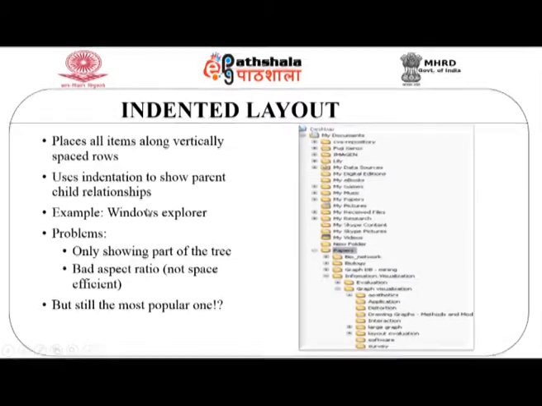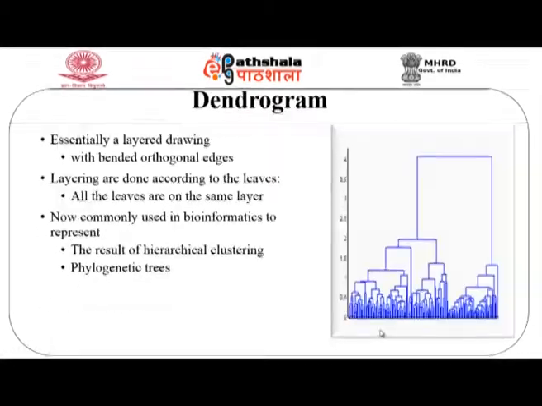Some of the problems associated with this kind of indented layout are that it only shows a part of the tree and it has a bad aspect ratio, which is not very space efficient. But still, it is the most popular approach that has been used by almost many graphic designers for visualization.